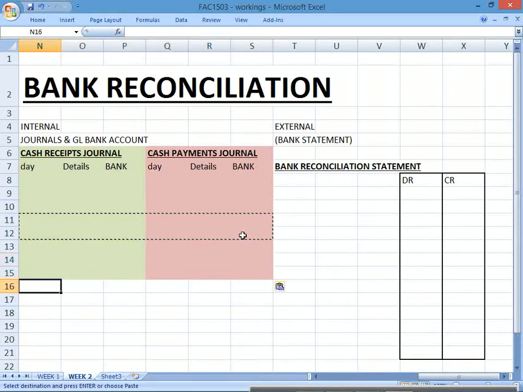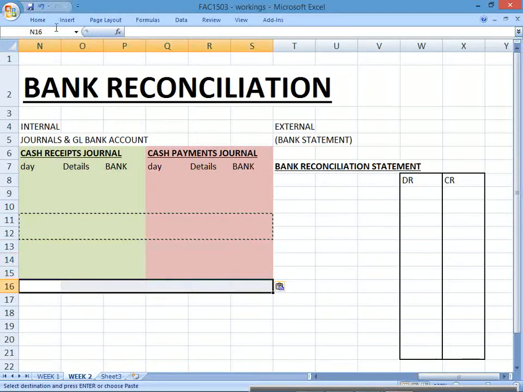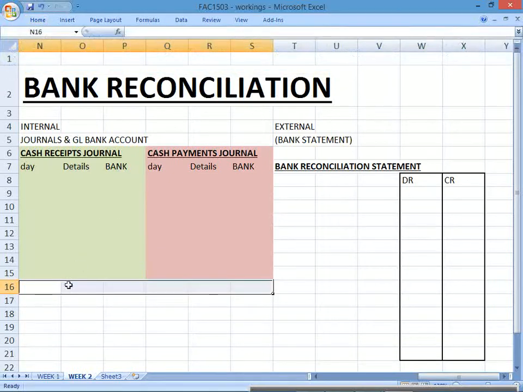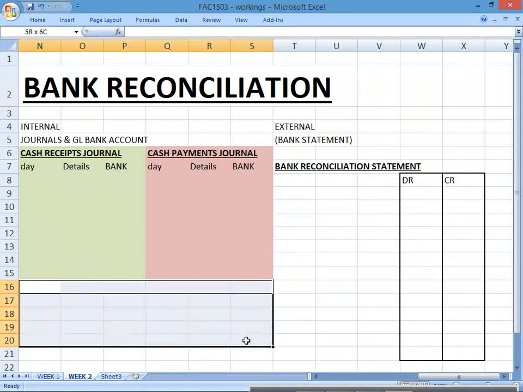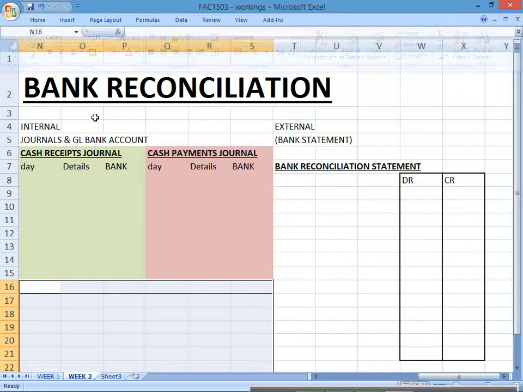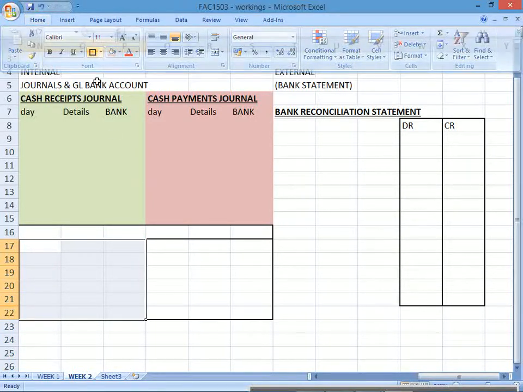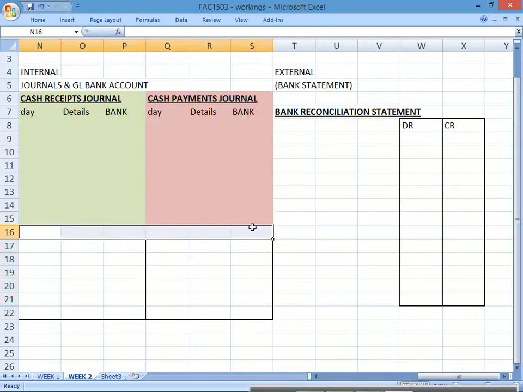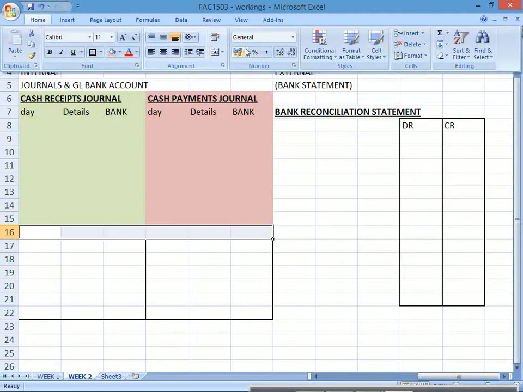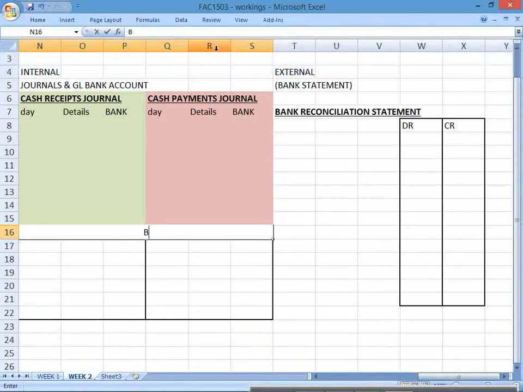And then draw up a little T account. Remember we spoke about this? Businesses have journals and a general ledger. Businesses will have cash receipts and cash payments and a T account for bank. And that's it. Let's put a heading here: Bank.